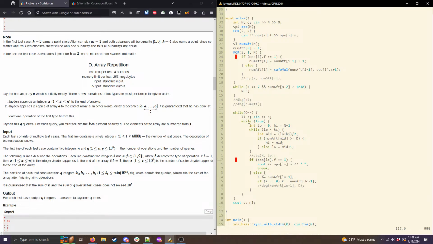For each query, I read in the value, and then until I found the result, so while true, I binary search for the first operation after which we have k values. If it's a type 1 operation, I just output the value, and otherwise I divide by the prior length.